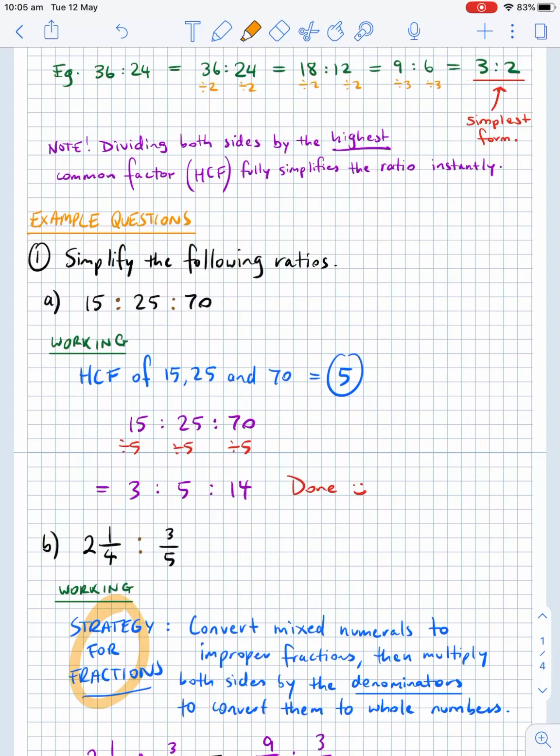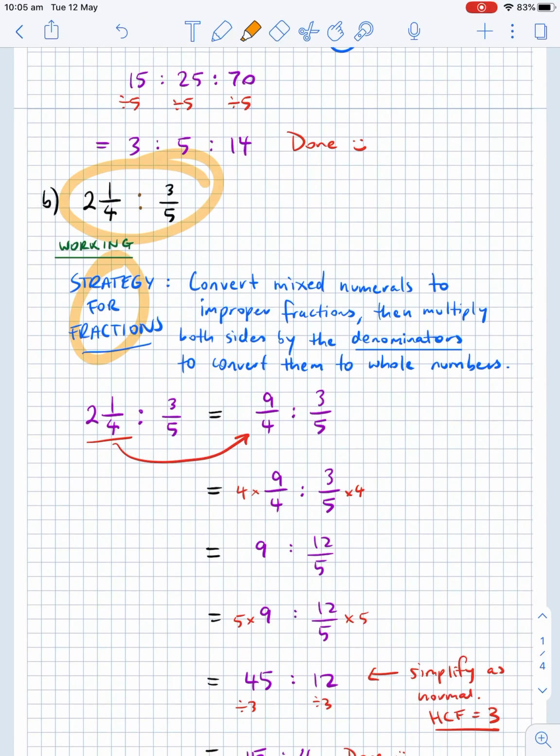You are done. Next one, we're dealing with fractions now. There's a bit of a problem with fractions.